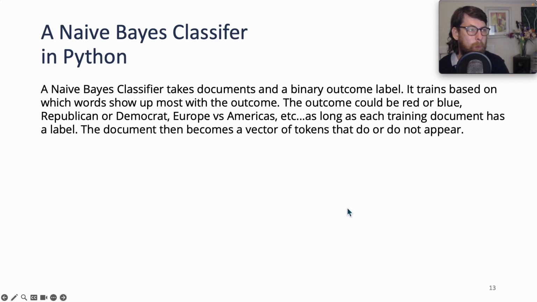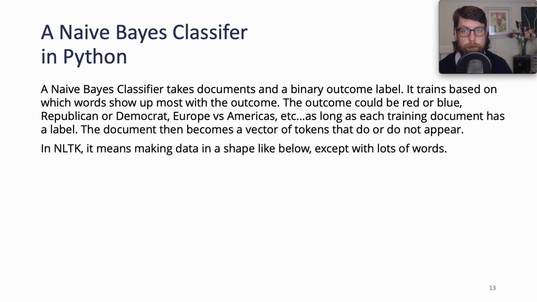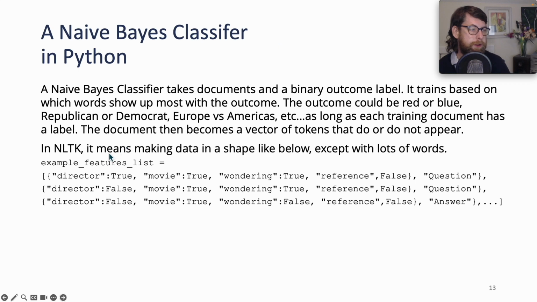So with a naive Bayes classifier, the bog standard, simplified version of it just uses two classes, and that's why we have a true or a false. So the document then becomes a vector of tokens for words that do or do not appear. Let's have a look at what that data looks like. So we could have a feature list, and instead of having, I was wondering about the reference where that director in the movie is saying something or other, we would have these words here: director, movie, wondering, reference.